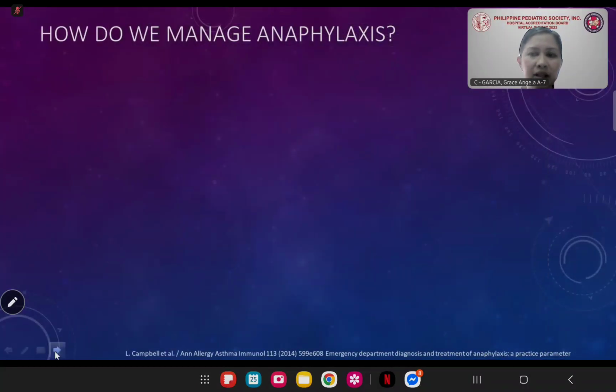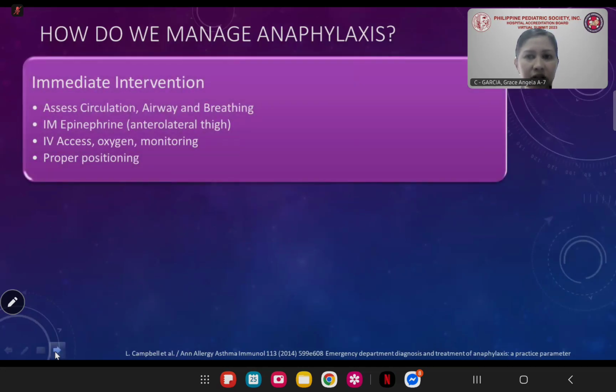Okay, so how do we manage anaphylaxis? The first immediate intervention would be to do your CAB: circulation, airway, and breathing. And right after you diagnose, you give your IM epinephrine at the anterolateral thigh. If your patient needs IV access, for example there is hypotension, then you start your IV, but do not delay your IM epinephrine. If your patient has respiratory symptoms, then you give oxygen and you monitor. And you do proper positioning, so you need to elevate your legs.